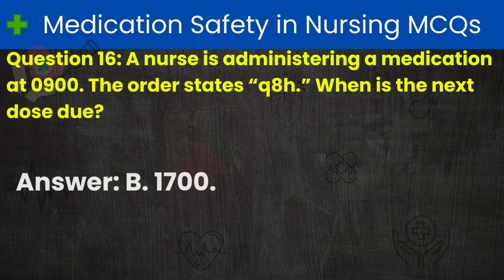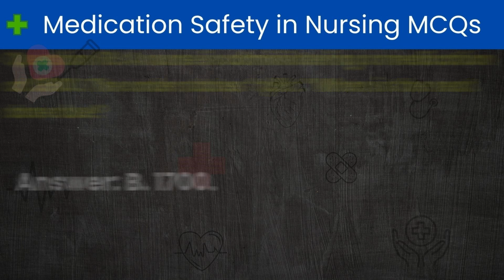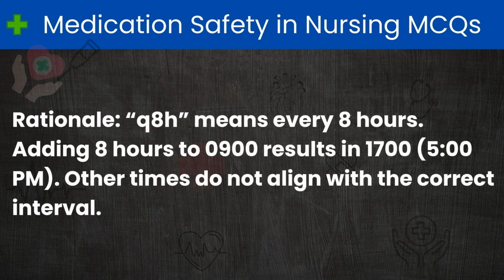Answer: B. 5 o'clock in the afternoon. Rationale: every 8 hours means a dose is given every 8 hours. Adding 8 hours to 9 o'clock in the morning results in 5 o'clock in the afternoon. The other times do not align with the correct 8-hour interval.